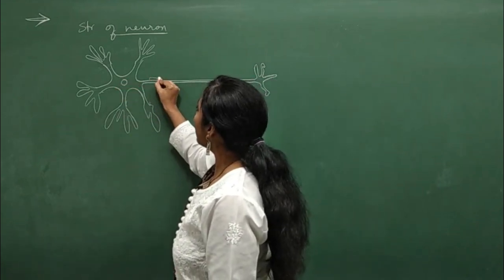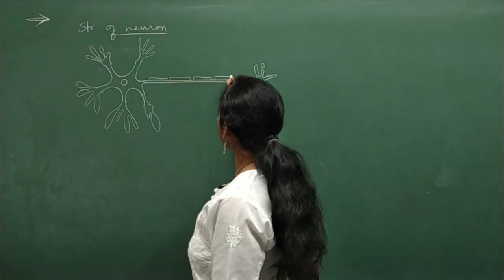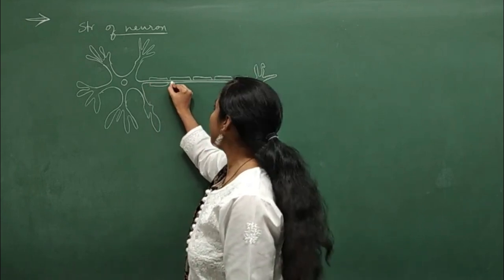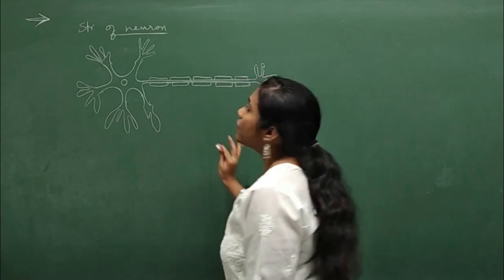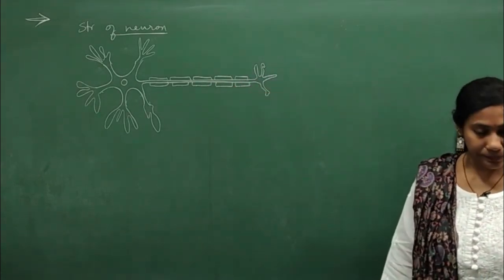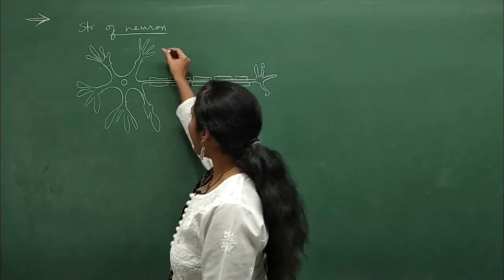And now a long elongated tube, something like this. This is actually called the myelin sheath. This is our myelin sheath. That's it. So this is our structure of neuron. Very, very simple. Clear? And now let me try to label the parts.